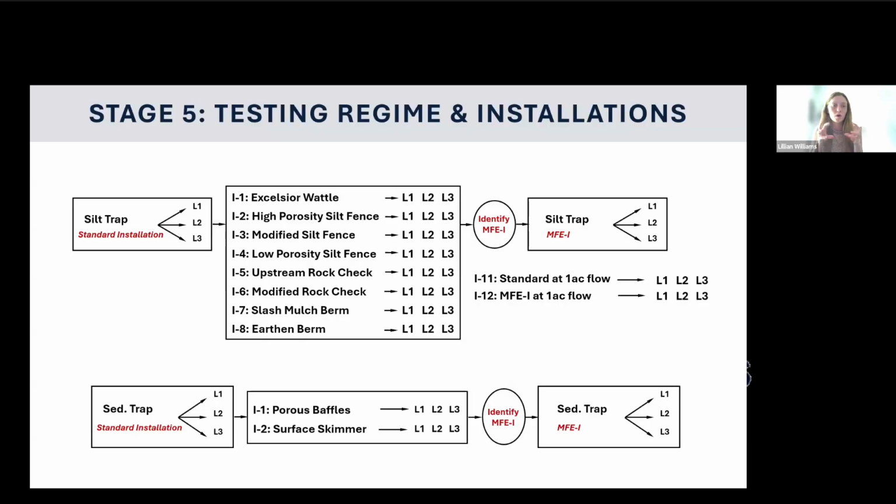So this was the identified plan for testing for each of the practices. We have the silt trap standard that would be tested first to see how just their standard would do. So we'd be able to actually compare whether these added installations or these added factors would help. We have an Excelsior wattle, a high porosity silt fence, a modified silt fence, low porosity, and then I'm not going to read them all out because they're already listed.